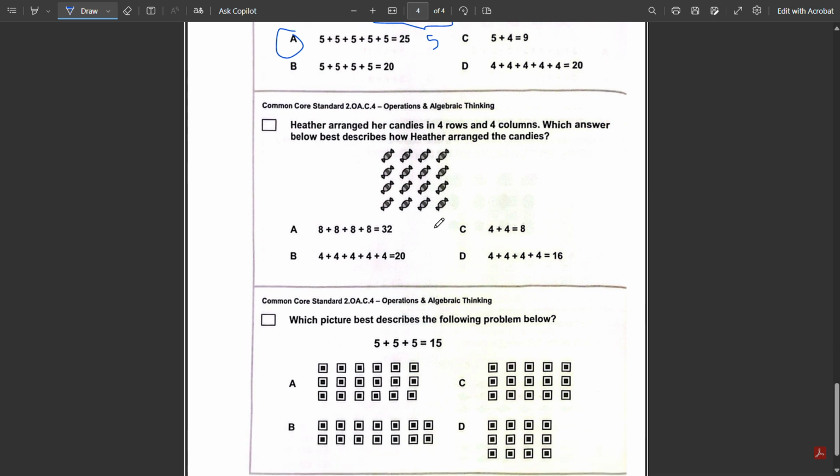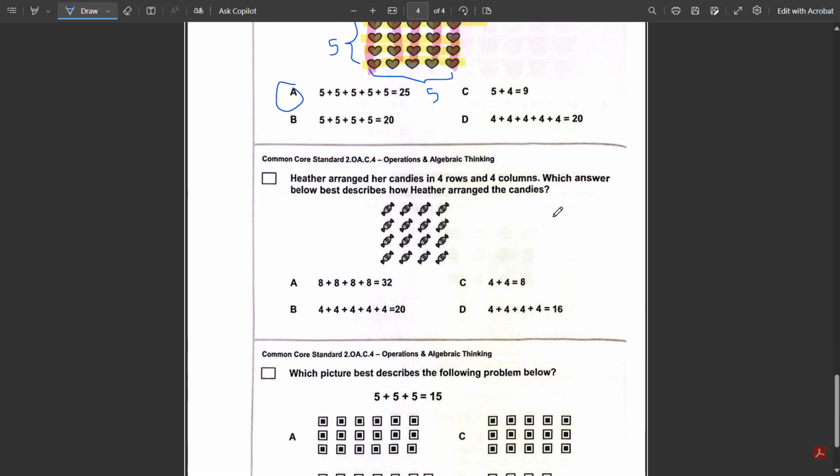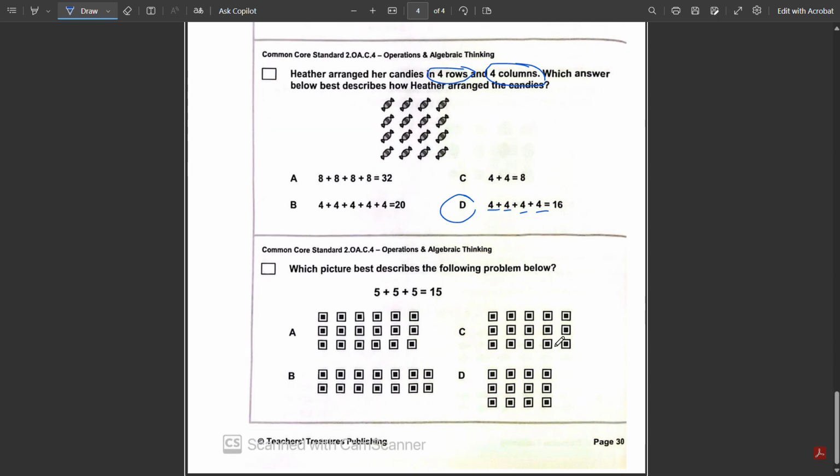Okay. Heather arranged her candies in 4 rows and 4 columns. Which answer below best describes how Heather arranged her candies? Now, without doing the rows and columns method, we know that 4 rows means we're going to add 4 times, and we're going to add what number? We're going to add 4 because there's 4 columns. So it would be D, because each number is 4, and there's 1, 2, 3, 4 4s.